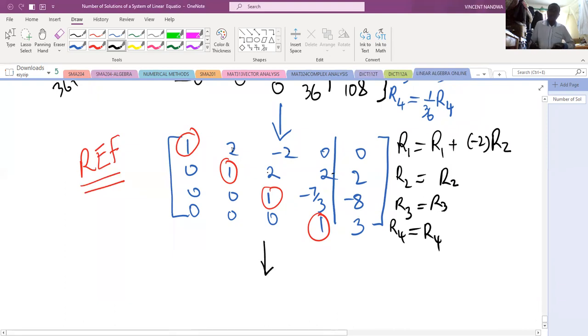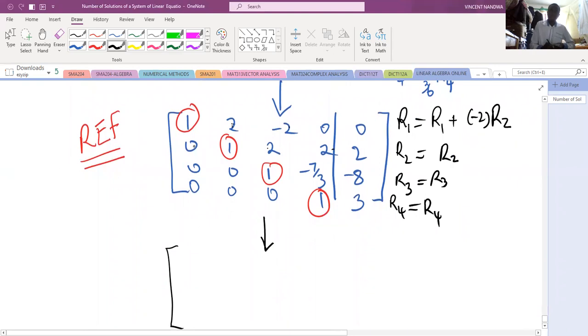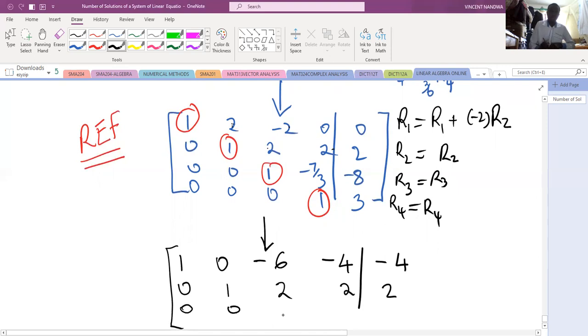So that will give us, so 1 minus 2 times 0 is just 1, and then 2 plus minus 2 times 1 is 0, minus 2 plus minus 2 times 2. So it's like minus 2 minus 4, which is minus 6, and then minus 2, 0, and not minus 2, so 0, plus minus 2 times this one, so this minus 4. 0 plus minus 2 times this is minus 4. And this will have 0, 1, 2, 2, 2, 0, 0, 1, minus 7 over 3, minus 8. 0, 0, 0, 1, 3. So that's what we have.